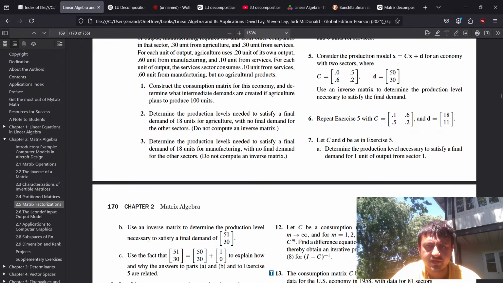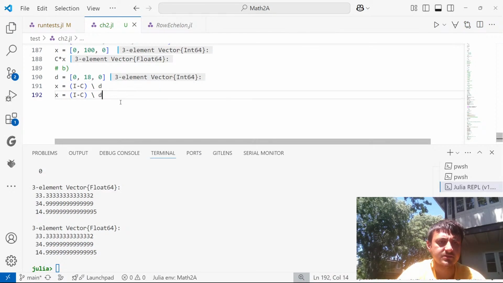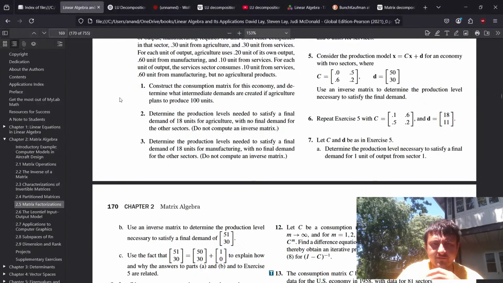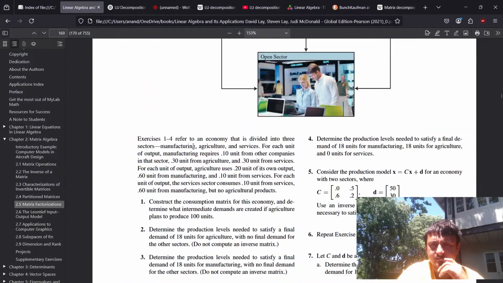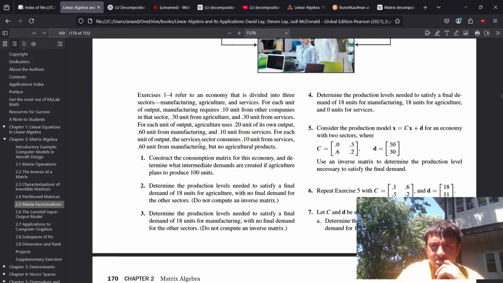Determine the production level needed to satisfy final demands for 18. Okay, so let's just do this, and this is going to be 18, 0, 0: 40, 15, 15. Determine the production levels needed to satisfy 18, 18, 0.